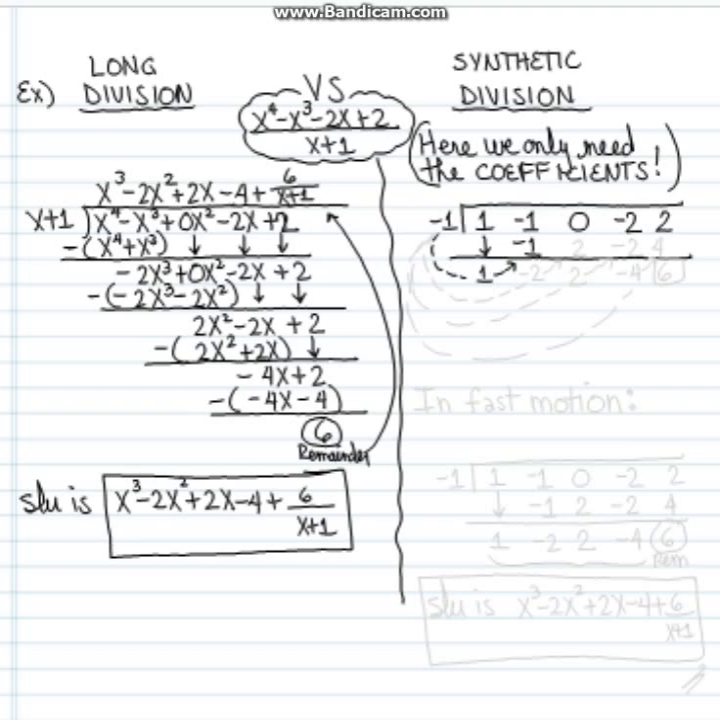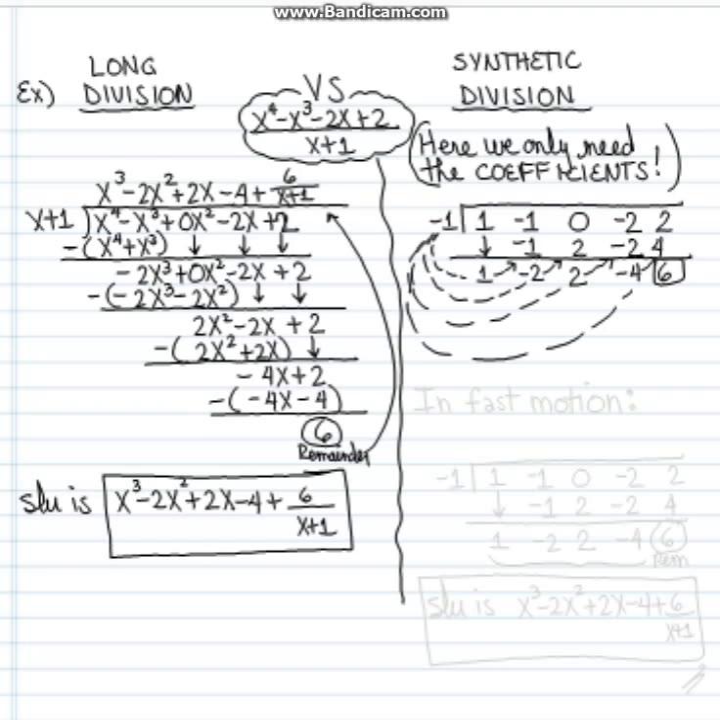Well, what do we do with that? We add. We don't subtract with synthetic division. We add. Negative 1 plus negative 1 gives us negative 2. What do we do with that? Distribute multiplication by c, which is the negative 1 out on the left. Negative 1 times negative 2 is positive 2. Add, you get 2. Now multiply negative 1 times positive 2 is negative 2. Add, you get negative 4. Multiply negative 1 times negative 4, you get positive 4. Add, you get 6, and 6 is our remainder.